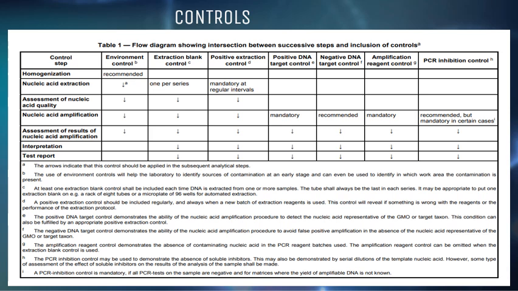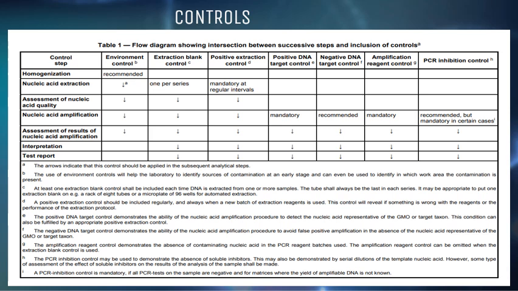The use of environment controls will help the laboratory to identify sources of contamination at an early stage, and can even be used to identify in which work area the contamination is present. At least one extraction blank control shall be included each time DNA is extracted from one or more samples. The tube shall always be the last in each series. It may be appropriate to put one extraction blank on, for example, a rack of 8 tubes or a microplate of 96 wells for automated extraction.